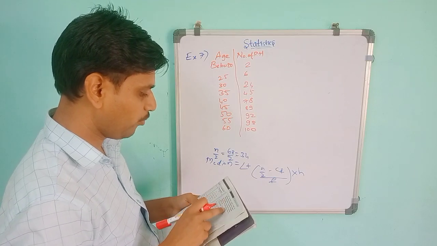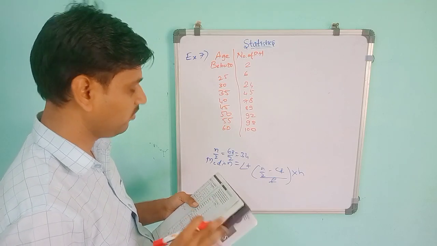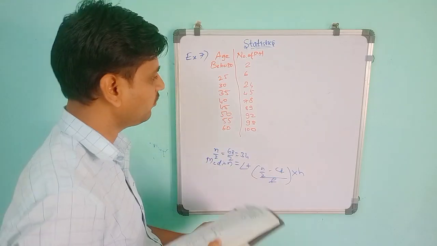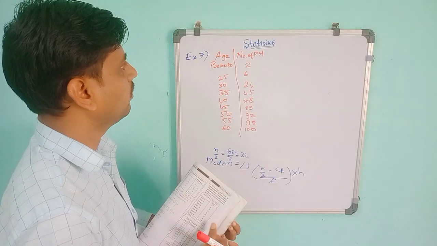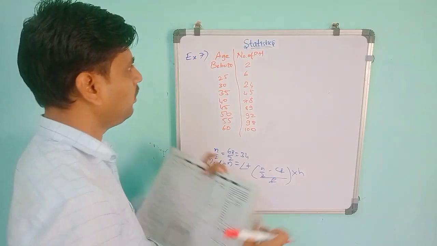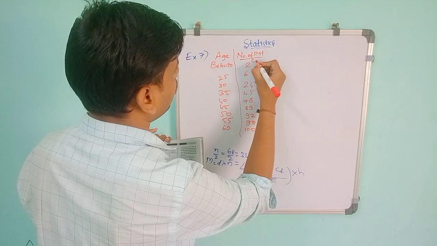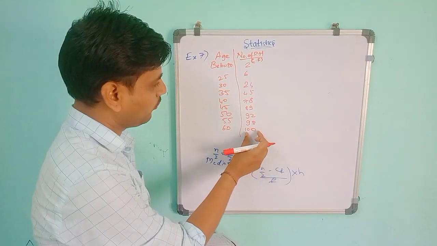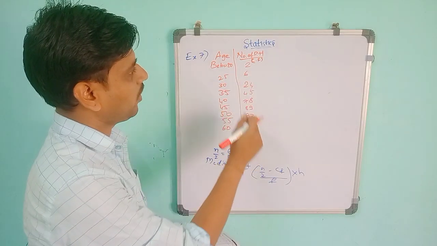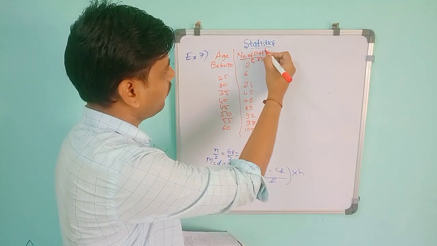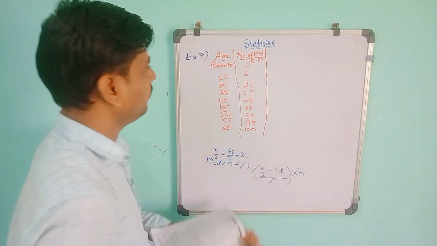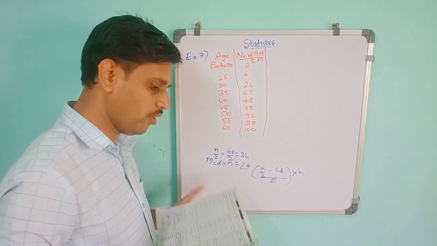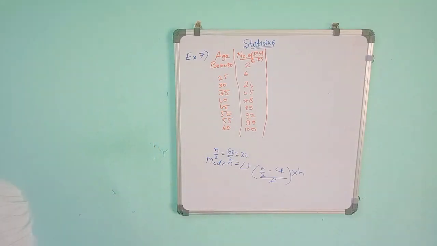There are 100 policy holders. If you see, the last number is 100, so the last number 100 means it is showing the cumulative frequency. This is not frequency, this is cumulative frequency. Why? Because the given total is 100 policy holders. So the last number being 100 means this column of the number of policy holders is the cumulative frequency. First we have to find the frequency table, then solve it.